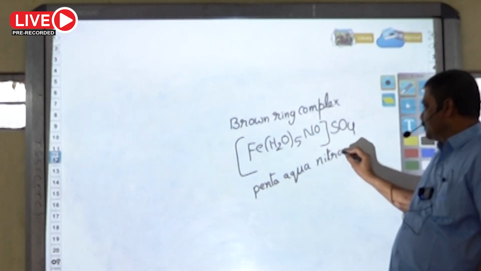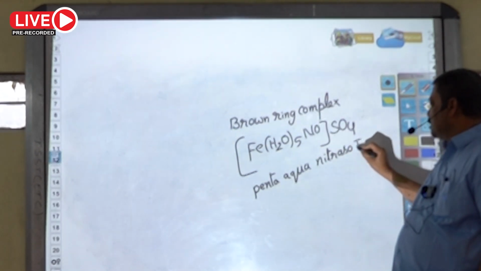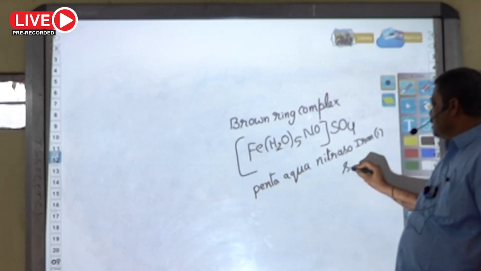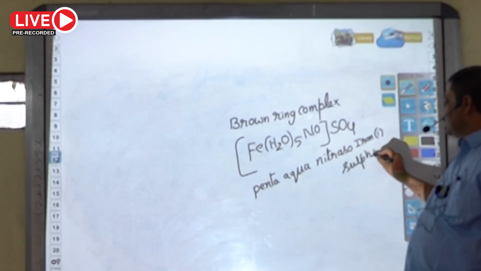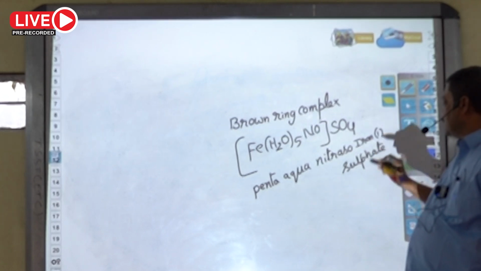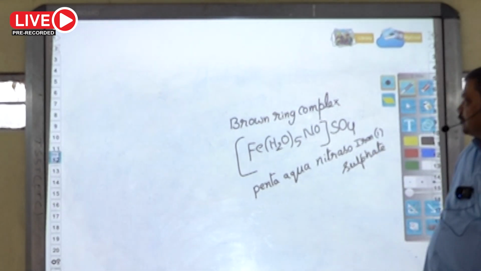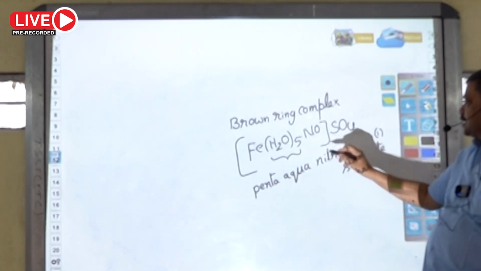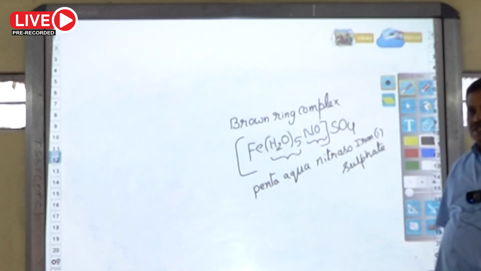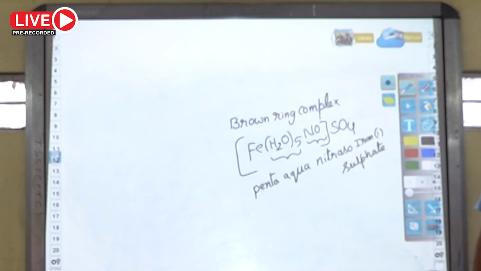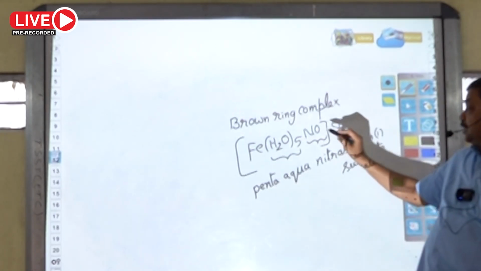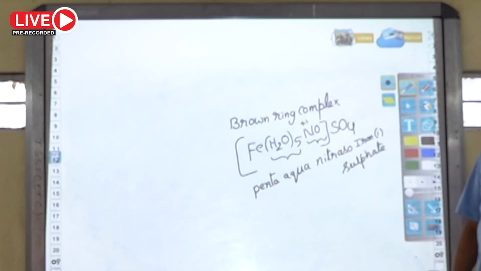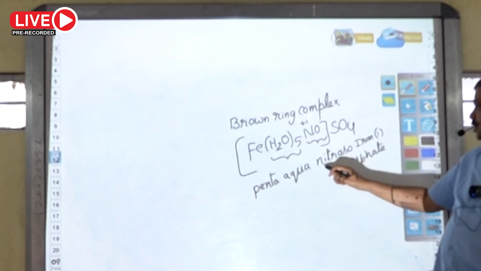nitroso iron 1 sulfate. This is penta-aqua. This is NO. NO is not a neutral molecule here. It is NO plus, nitrosonium ion. That's why the word nitroso.